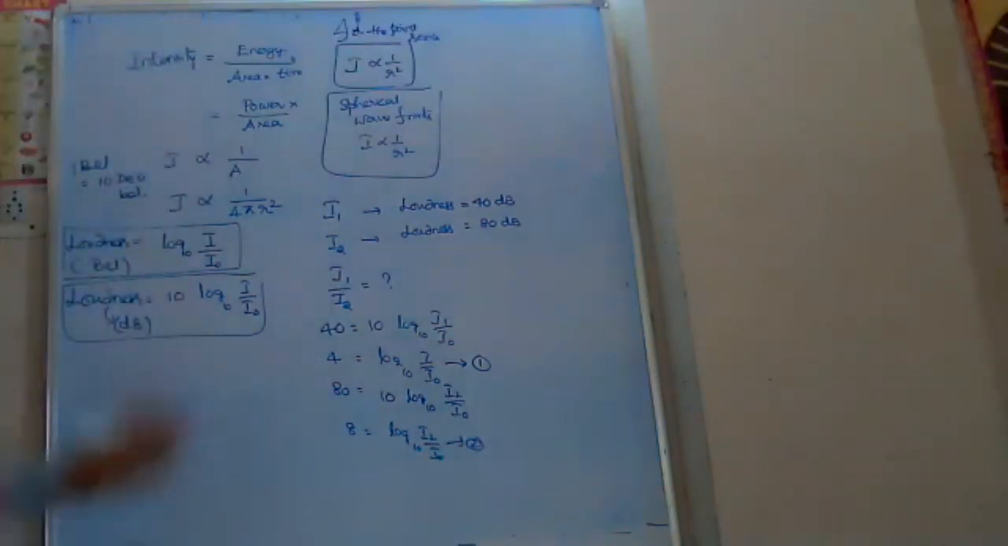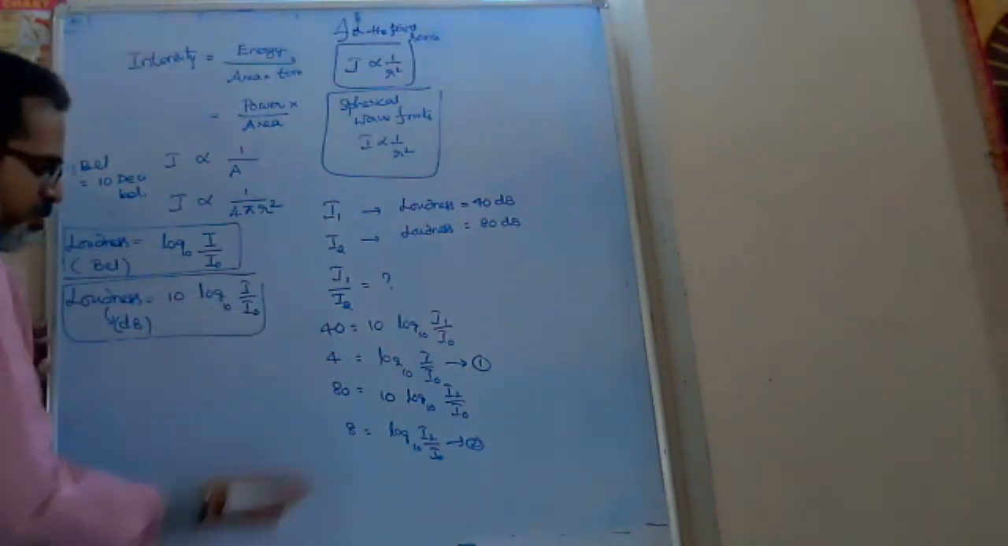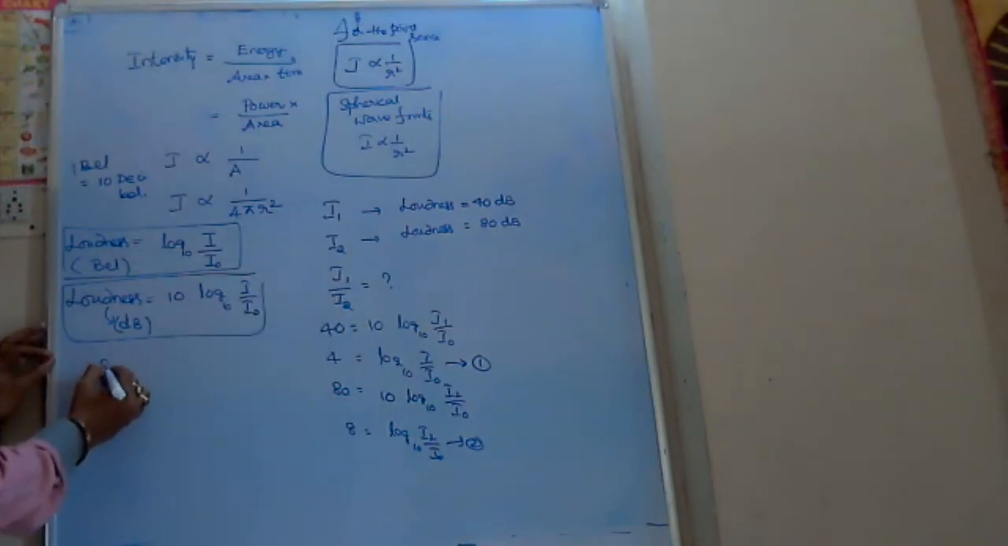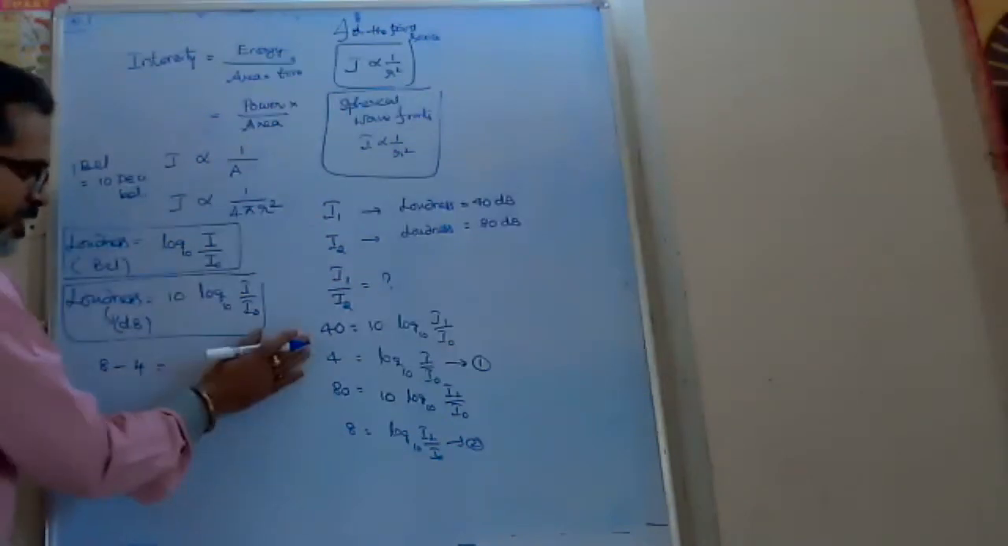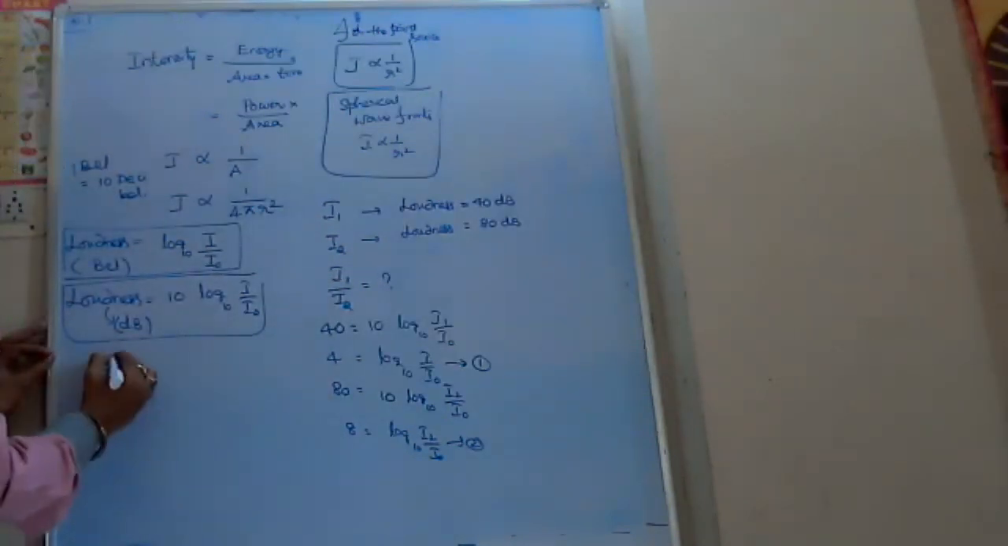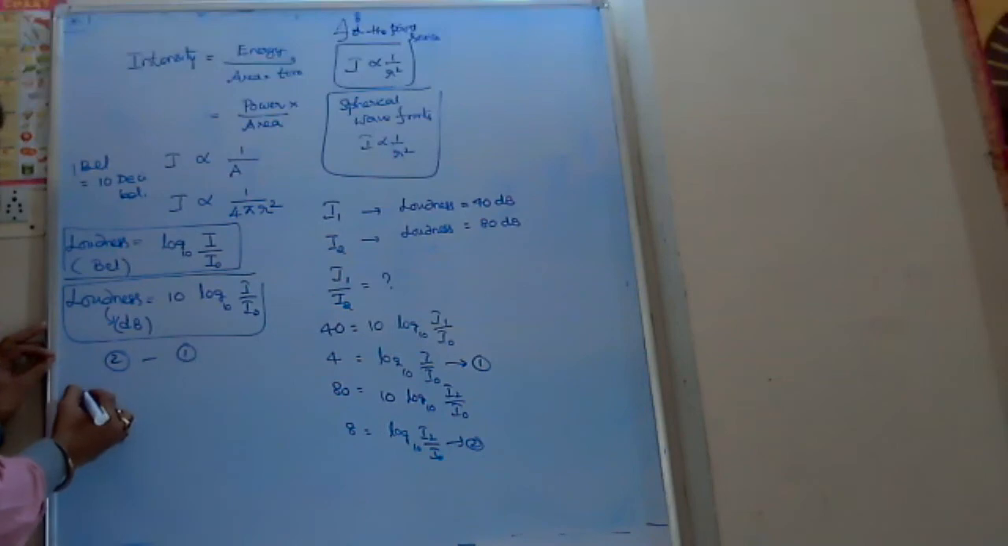Sir, why are you not writing 10 power 4 I0 and 10 power 8 I0? Simple, what I am doing here is eliminating that I0. So directly I subtract the two equations. That means 8 minus 4, that is 4, on the left hand side. I am doing the second equation minus the first equation.